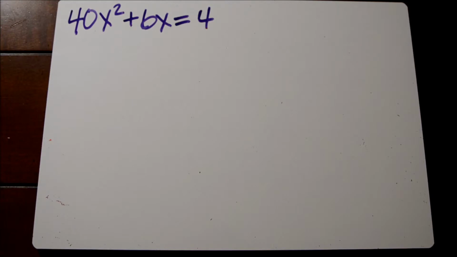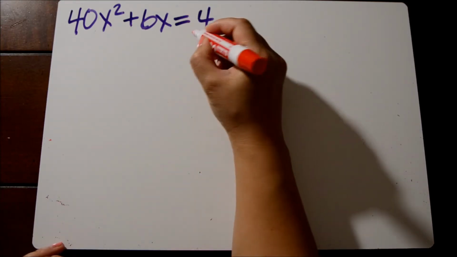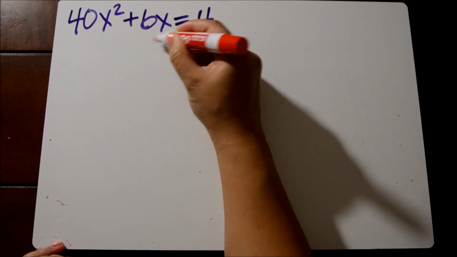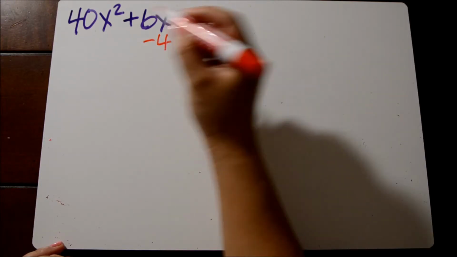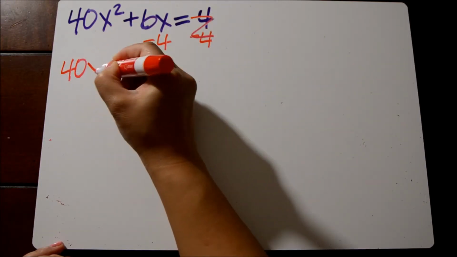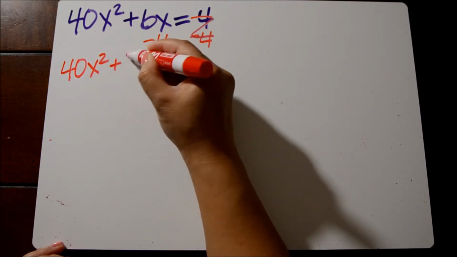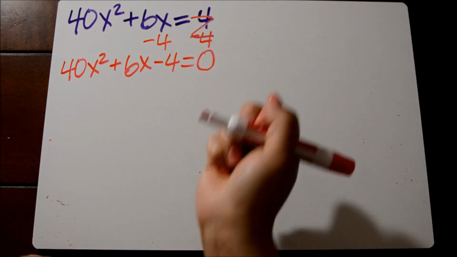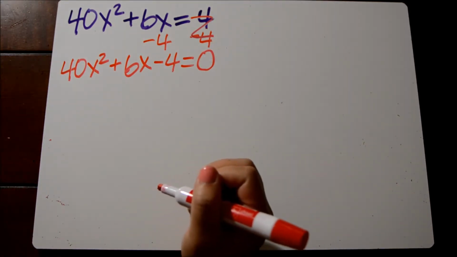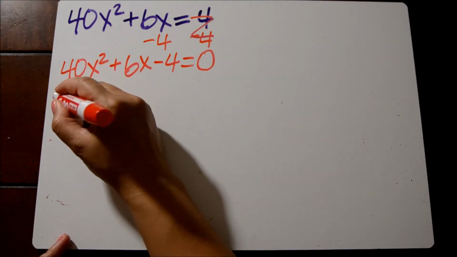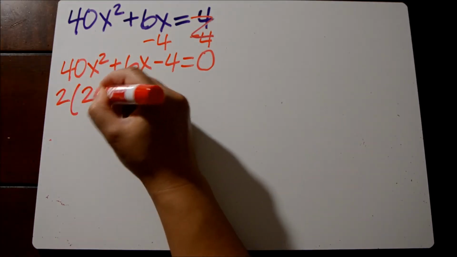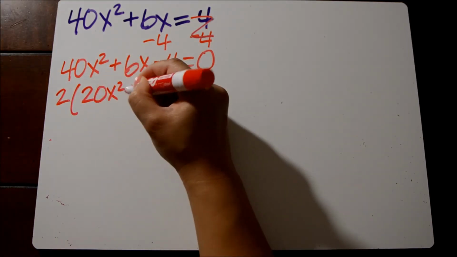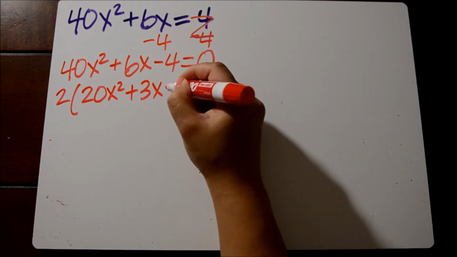Here we have an equation that's not written in standard form, so that should be our first step, is to get this into standard form. We're going to subtract 4 from both sides, and we get 40x squared plus 6x minus 4 equals 0. We can't combine any of those because they're not like terms. Factor out our greatest common factor, which is 2. And factoring out means dividing out. So we're going to divide each term by 2.